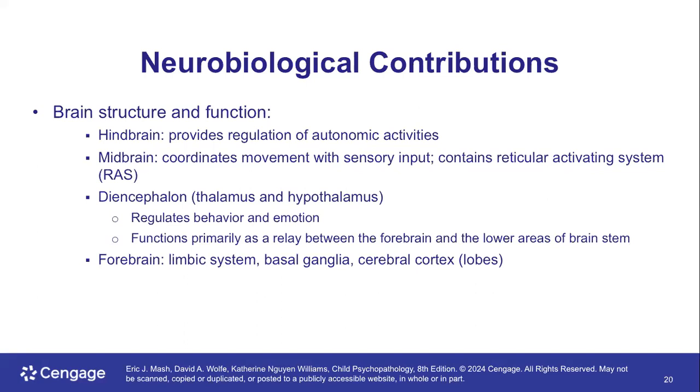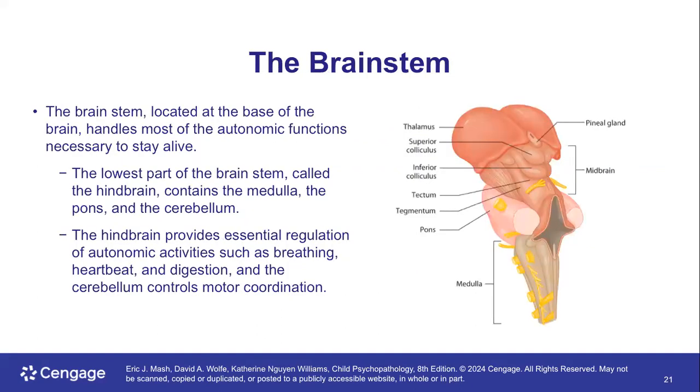So things like Parkinson's and Huntington's disease are connected to the basal ganglia. And then the cerebral cortex is the outermost structure. We're going to do a deeper dive as we progress. So let's go into that brainstem.